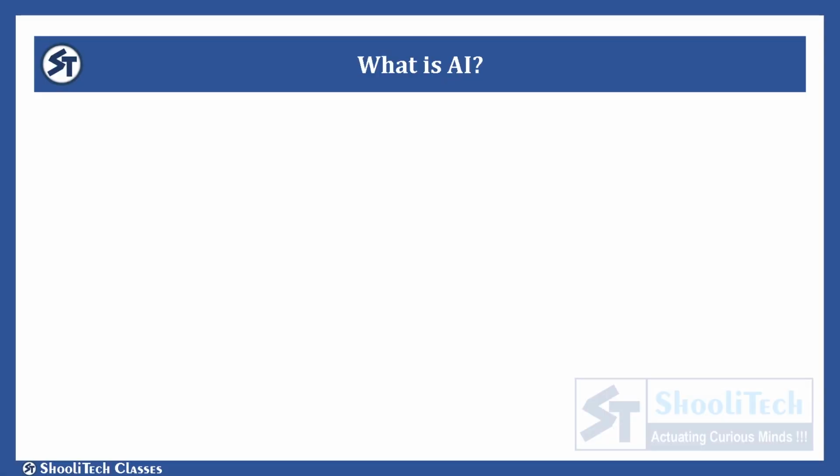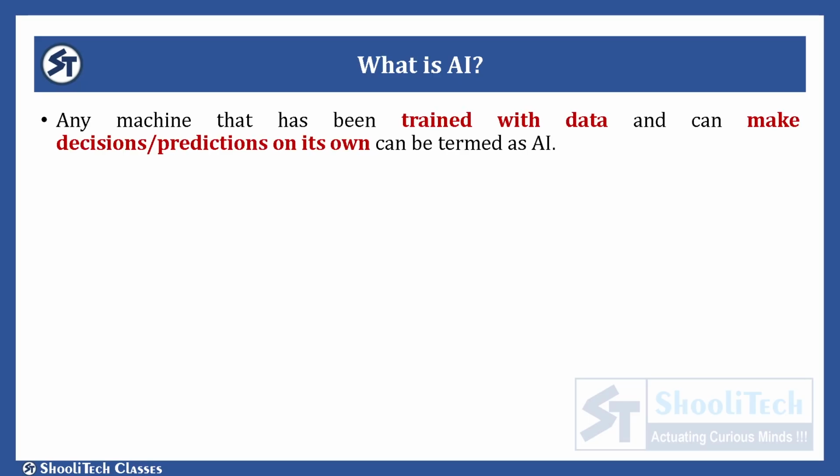In our last video, we have learnt about what is AI. Let's just revise it once. See, every system or every machine that can train itself from data, and after getting trained, that can take decisions or predict something. Such a machine is called AI enabled machine, right?